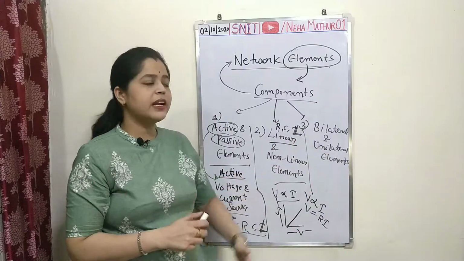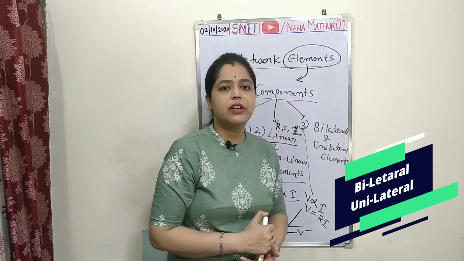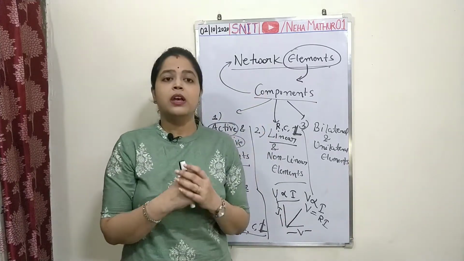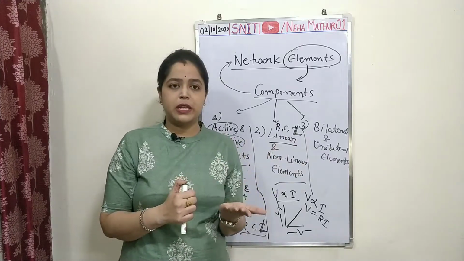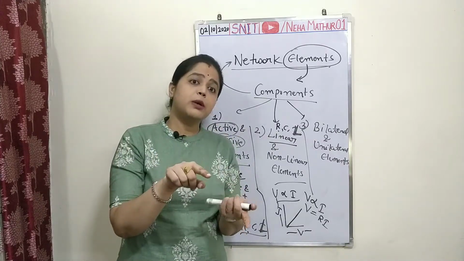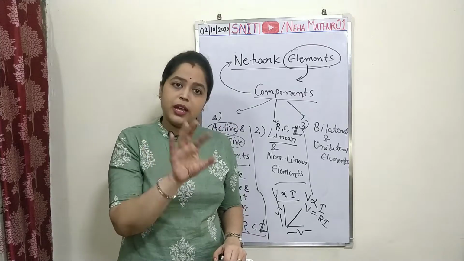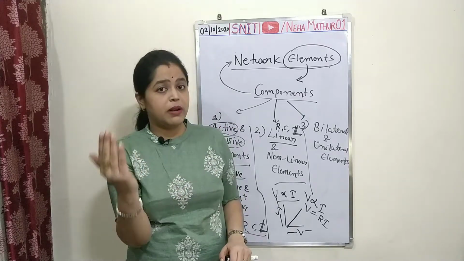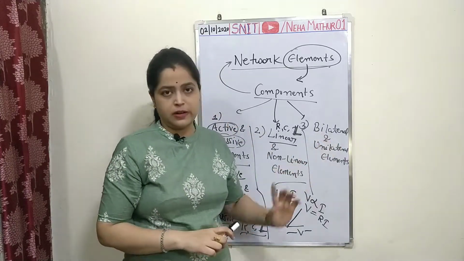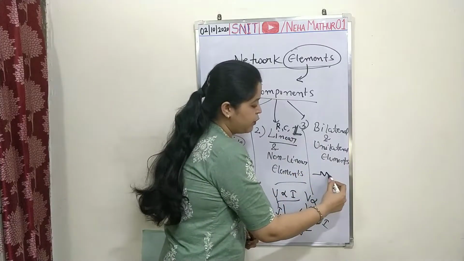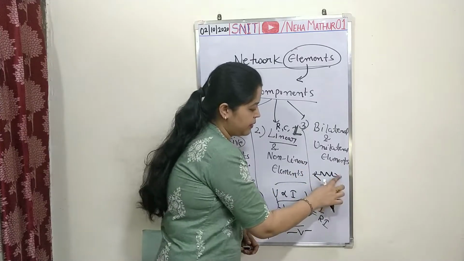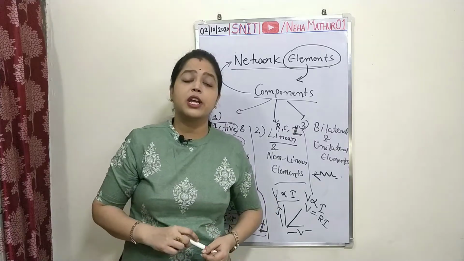Now come to the third category, that means bilateral and unilateral elements. There are several components in electronics or in network theory which show the bilateral property. Bilateral means all those elements which are able to flow current in both directions. If the conduction of the current is possible from left to right as well as from right to left, those come under the category of bilateral, like a resistor. If you have a resistor, current can flow from left to right or from right to left. So such type of element comes under the category of bilateral.